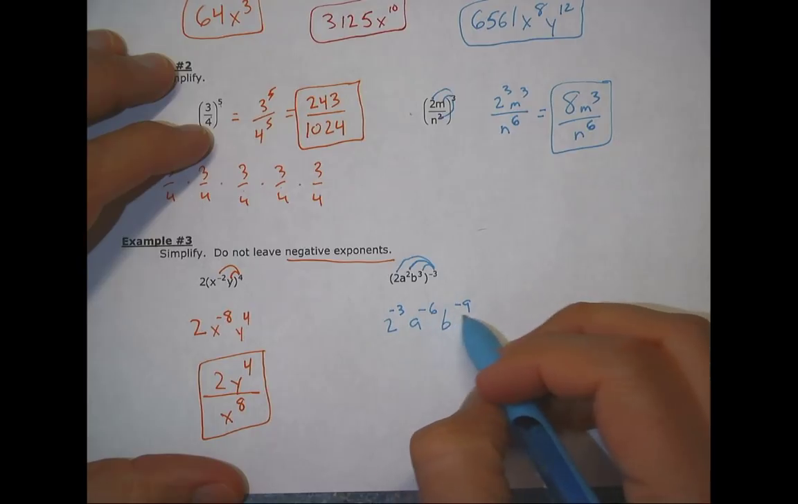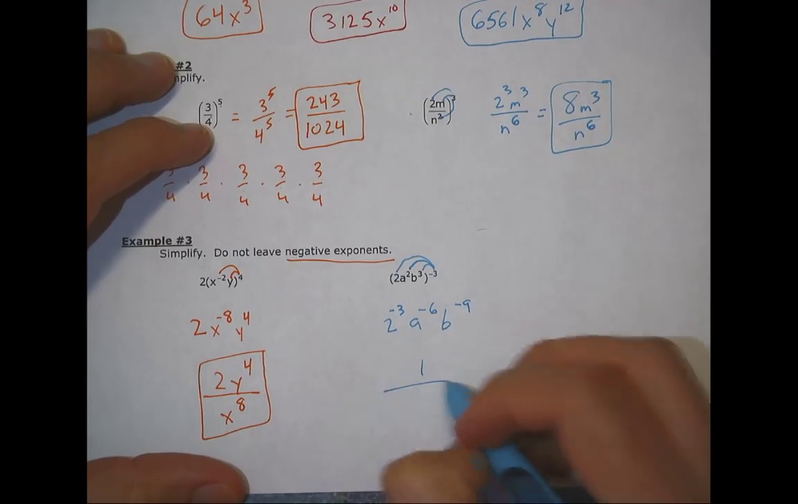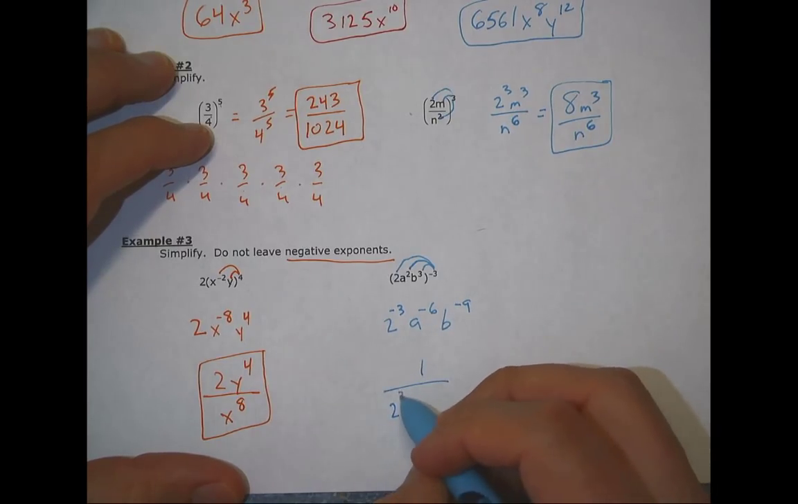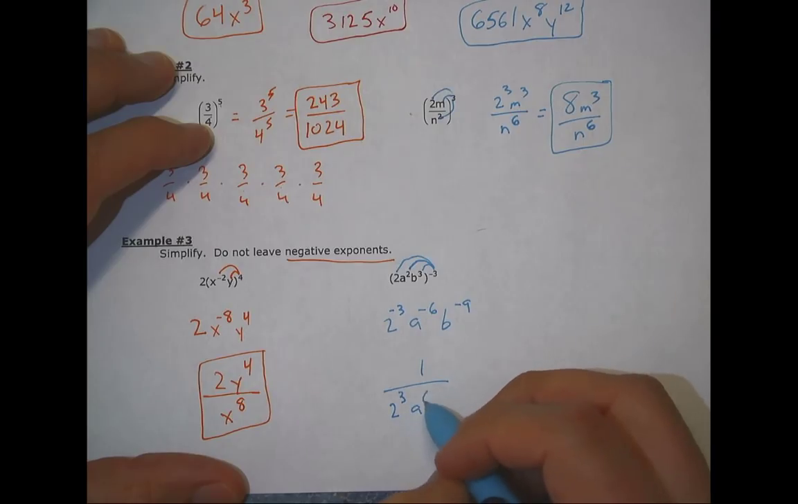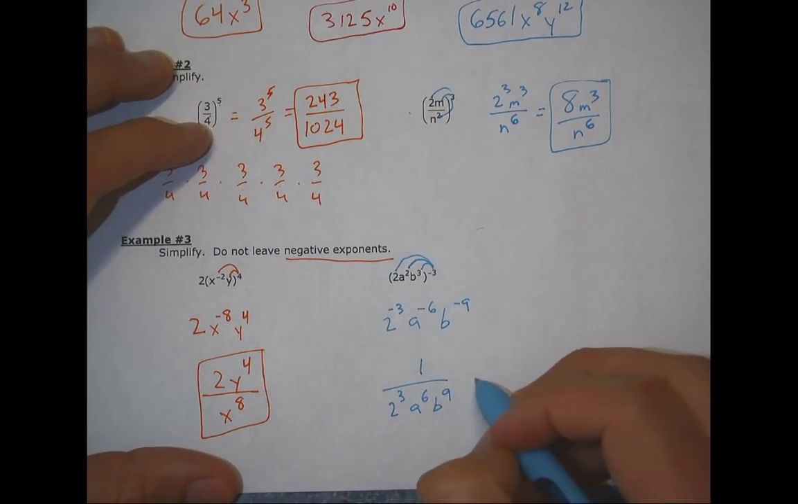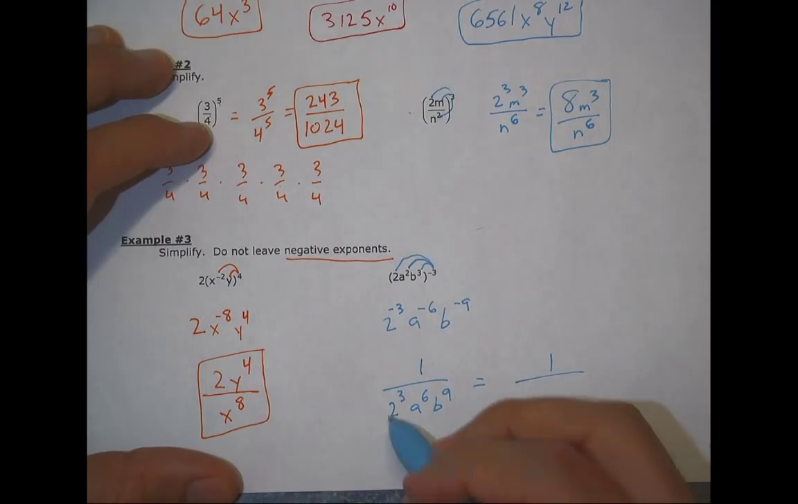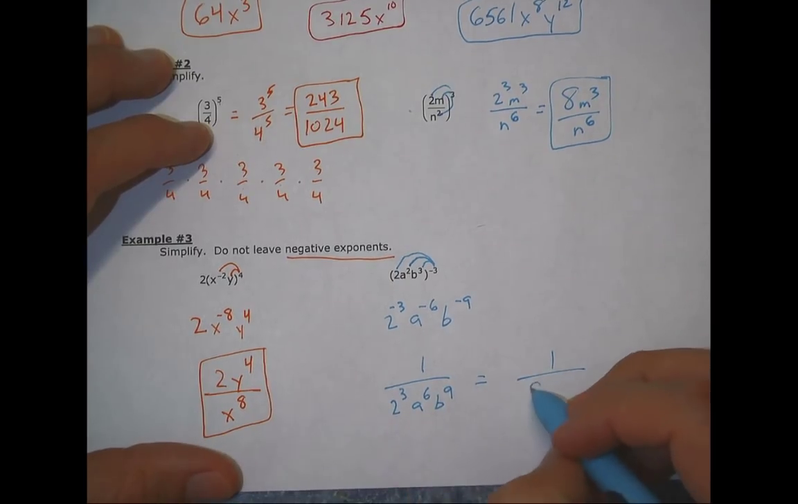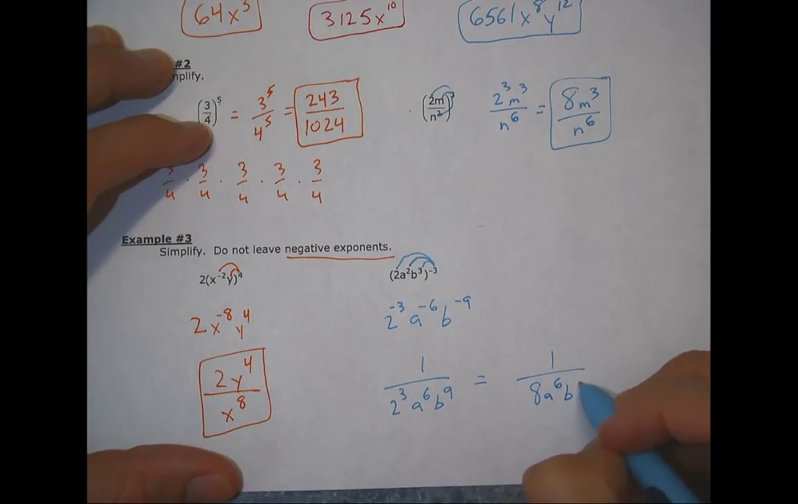So since all of these are negative, they're all going to the bottom. So it's going to be a 1 on top. It's 2 to the positive third. It's a to the positive 6. And it's b to the positive 9. This would be done, except we never want to leave it as 2 to the third. If we can actually expand it and simplify it, then that's what we're going to do. So everything's going to stay except 2 to the third, which we know is 8. And now we're fully simplified.